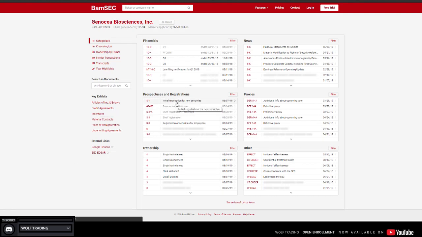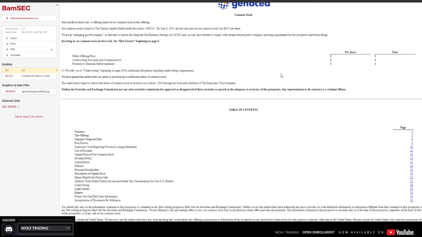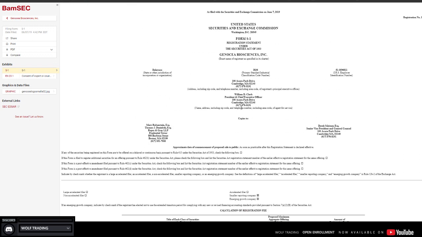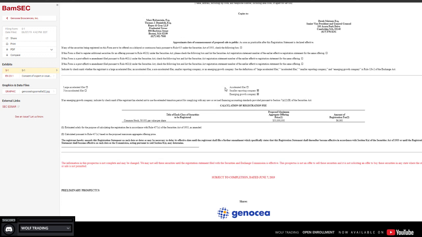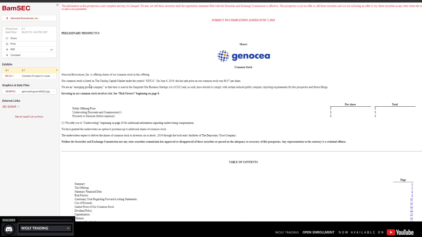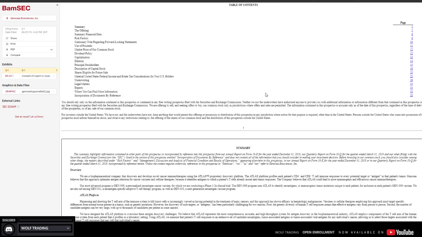Let's see how big they're going to go for. Now that they have a 75 and higher market cap, they're not restricted to an S-3. They're on an S-1 right now. Let's see how big they want to go. They don't even have the amount filled in. Let me look. Emerging growth company. Okay, so there's no total amount. They're just getting the filing out.